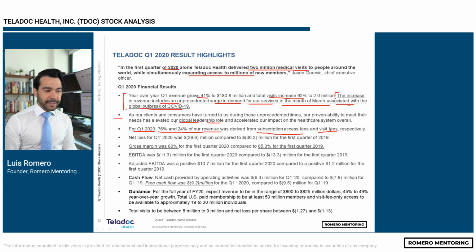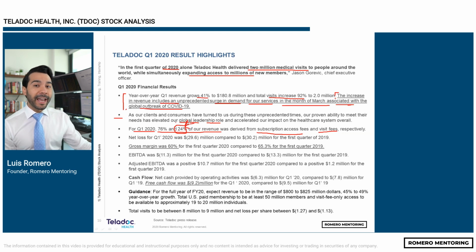The visit fees are people that are not part of their subscription service. So if you are a new one-time user, you might be charged a fee, and that fee could range between $40 or $50 depending on how long it is and what you need. And this visit accounted for 24%. This is the number that I'm actually looking at more closely. Can that 24% become 50%? Can it later become 80%?